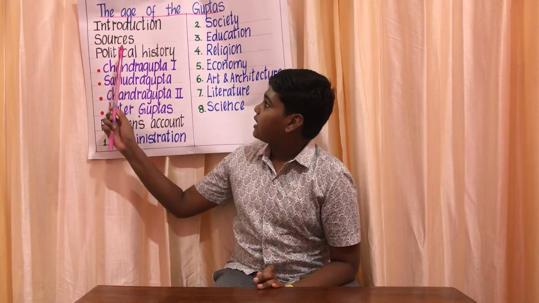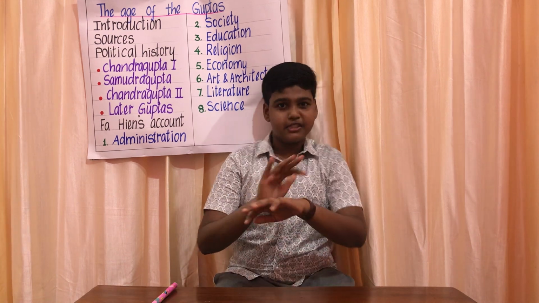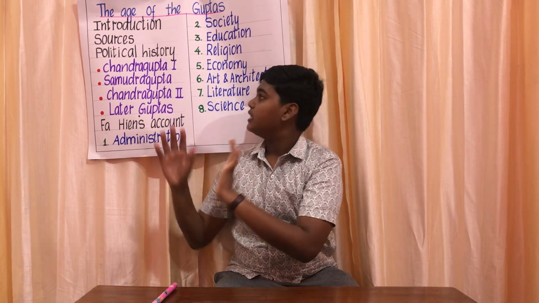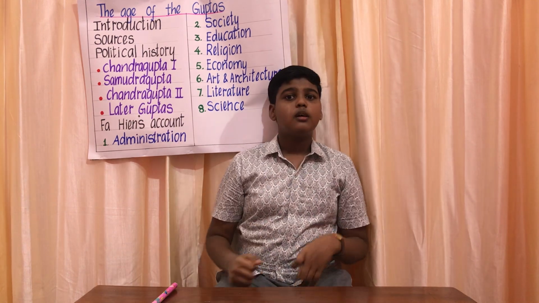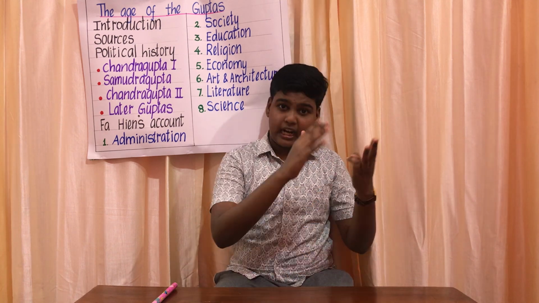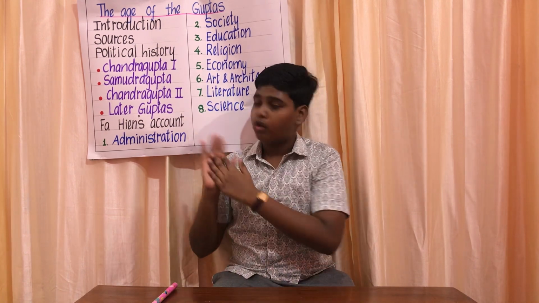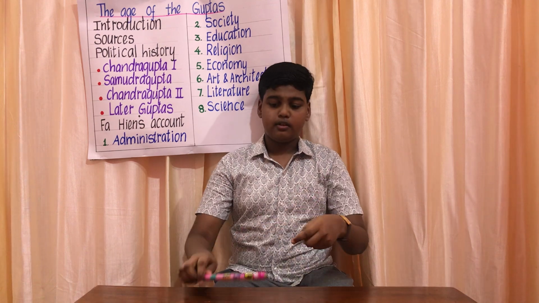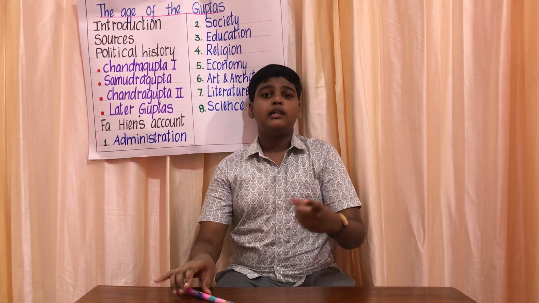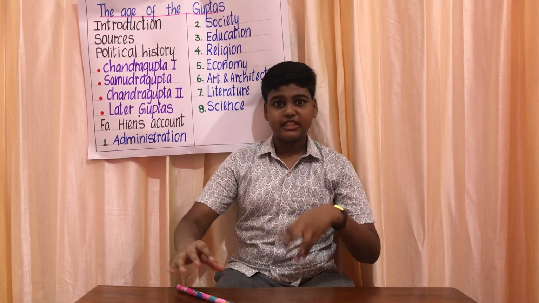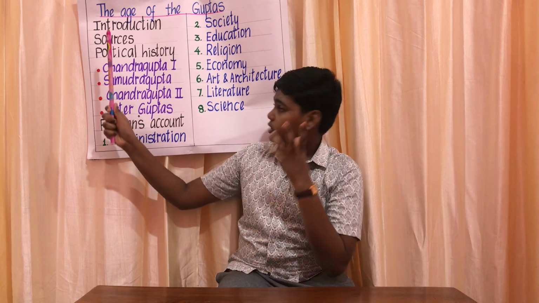Now we can learn about the sources. All kingdoms have sources, either archaeological or literary. Here we have both. In archaeological sources, we have many temples, the Ajanta caves, the Allahabad pillar inscription, and Gupta coins, that is, the coins issued by the Gupta rulers. For literary sources, the works of Kalidasa, a court poet, and the accounts of Fa-Hien and I-Tsing, who were foreign travelers and Chinese pilgrims. So these are the sources.